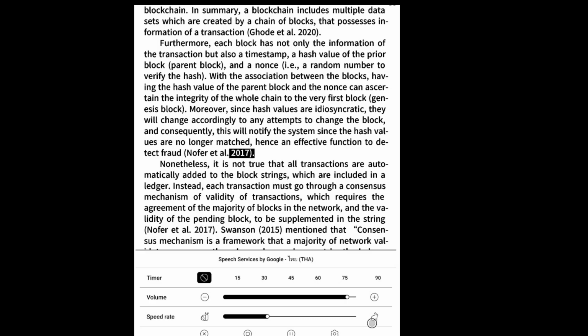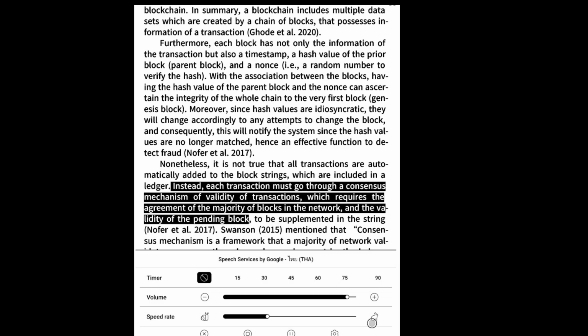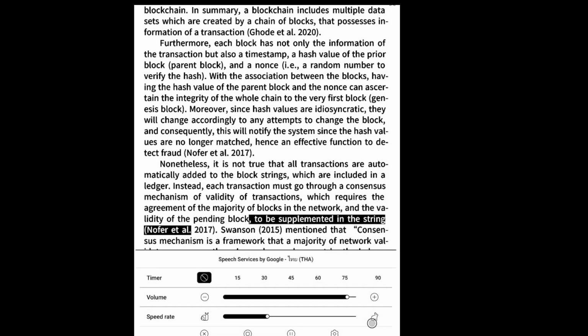(Nofer et al., 2017). Nonetheless, it is not true that all transactions are automatically added to the block strings, which are included in a ledger. Instead, each transaction must go through a consensus mechanism of validity of transactions, which requires the agreement of the majority of blocks in the network, and the validity of the pending block, to be supplemented in the string.